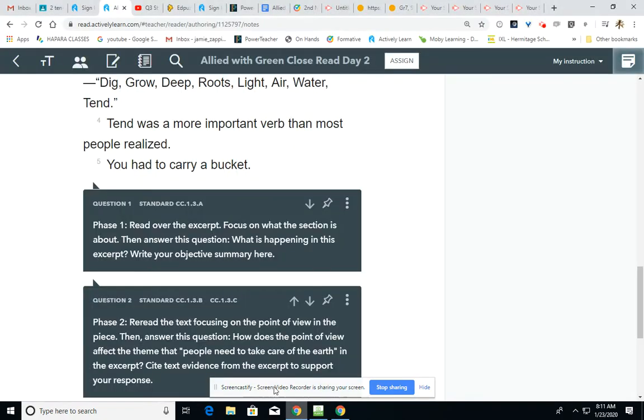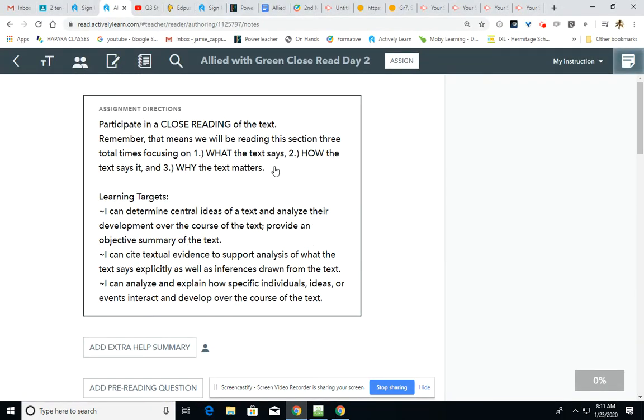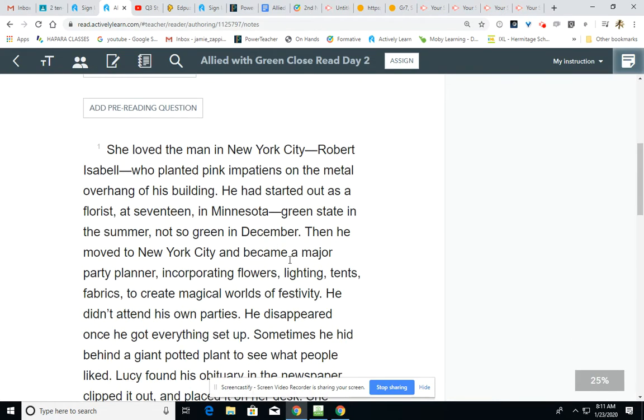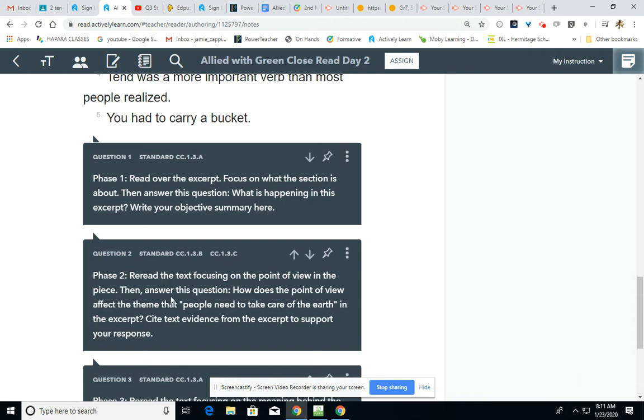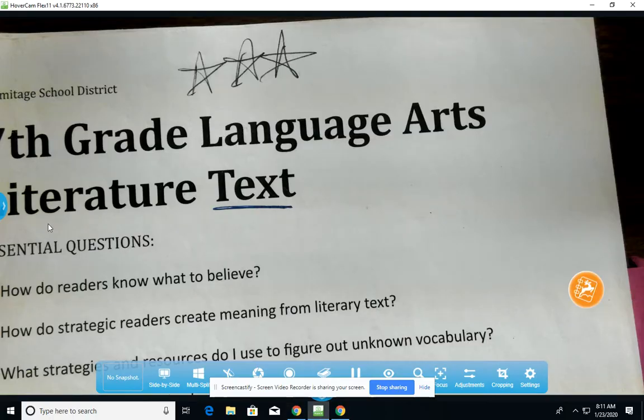As we go on to phase 2 of the reading, when we read for how the text says it, the how I want you to focus on is the point of view. Reread this text focusing on the point of view used in the piece, and then answer the question, how does the point of view affect the theme that people need to take care of the earth in the excerpt? Cite text evidence from the excerpt to support your response.